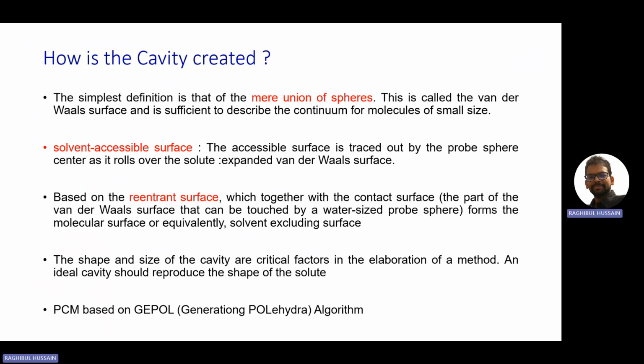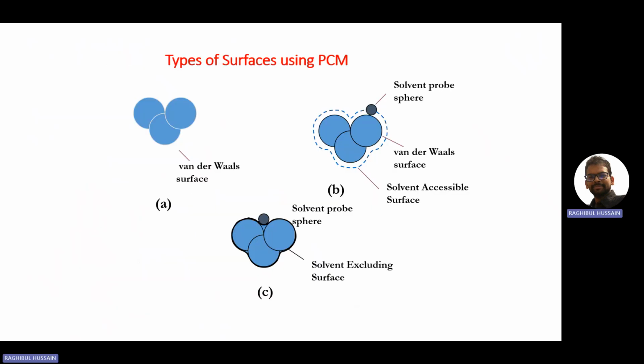So for all these approaches, Gaussian has what they call the G-Pol algorithm built in. PCM is based on this G-Pol algorithm, that is, generating a polyhedron. I'll show you the structure. These are the 3 different structures. This is the van der Waals surface, which I just discussed. Then the solvent accessible surface means it will trace out how this solvent probe sphere is going in this direction. That is the solvent probe sphere, and this one is where it touches. So that is the solvent excluding surface. So you have the solvent accessible surface, the solvent excluding surface, and the van der Waals surface. These 3 are the ones which are initiated by the G-Pol algorithm.